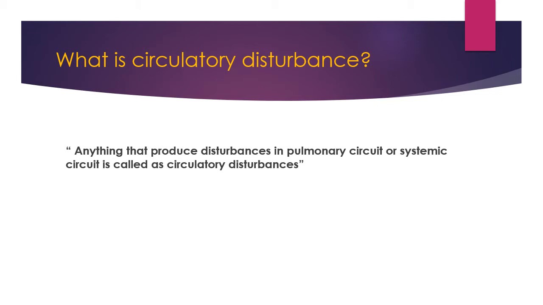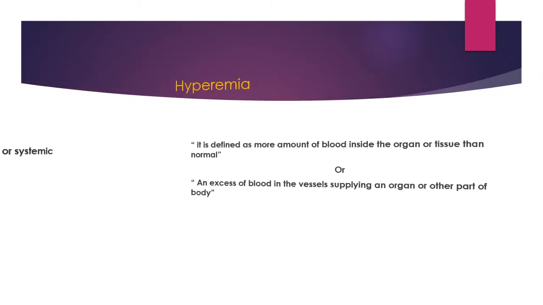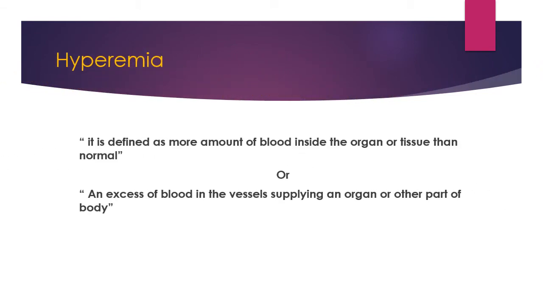But in today's lecture we are going to finish hyperemia. So let's move on to hyperemia. What is hyperemia? Hyperemia is defined as more blood inside an organ or tissue than normal. It means the blood flow to a specific organ or system is more than normal, or an excess of blood flow in the vessels supplying an organ and other parts of the body. Here are the two definitions of hyperemia.